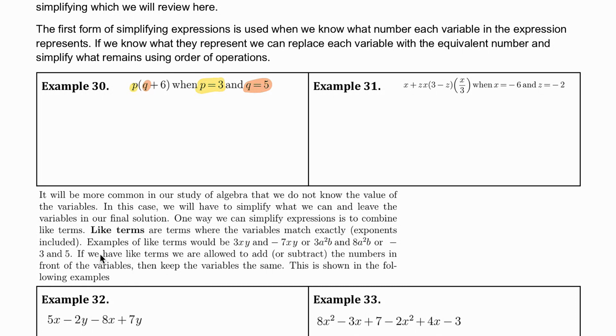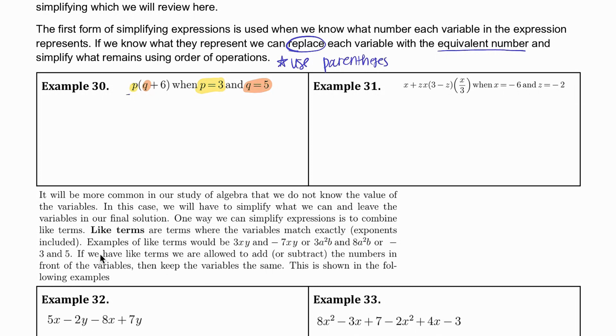We know that the value of P is 3 and the value of Q is 5. So if we're given variables but we know their value, we can replace each variable or letter with the equivalent number and then simplify what remains using the order of operations. And I'm going to put a star right here. When we are substituting or replacing those values, we really want to use parentheses when we replace them. This is not always necessary and can sometimes make your problem look a little bit messy, but the more you do them, the more you will realize when you do need parentheses and when you don't. So better be safe than sorry, put them inside parentheses.